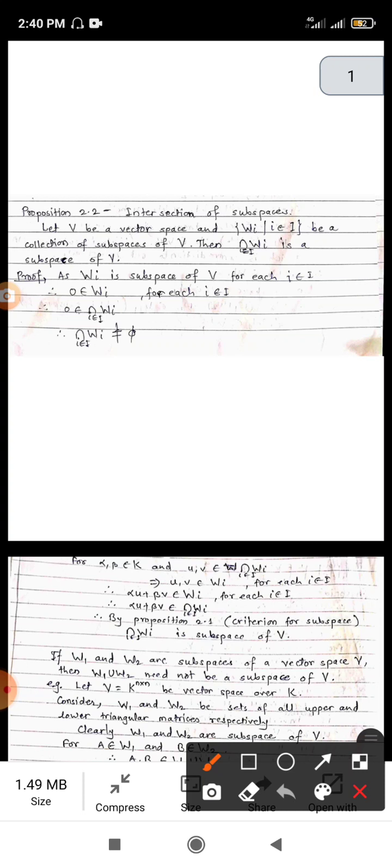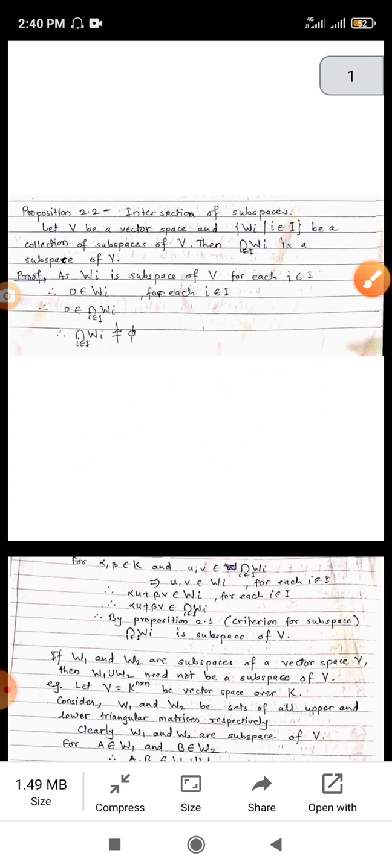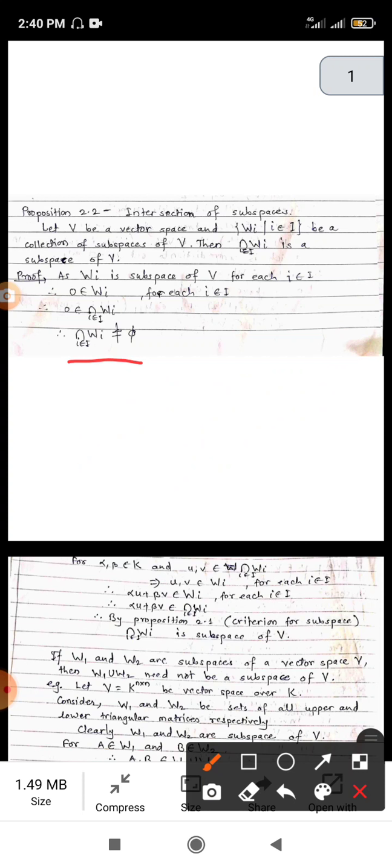Since each of W1, W2, W3, W4, W5 and so on is a subspace, from the definition of a subspace, 0 belongs to W1, 0 belongs to W2, therefore 0 belongs to Wi for each i. Hence 0 belongs to W1 intersection W2 intersection W3 and so on. 0 is a common element of W1, W2, W3 and so on. So at least 0 belongs to the intersection of Wi, therefore the intersection of Wi is non-empty.